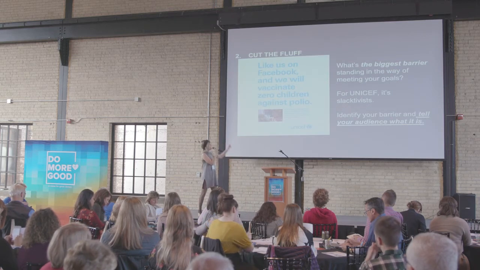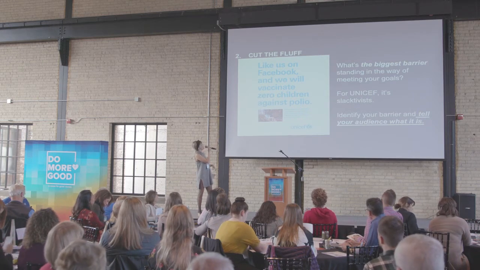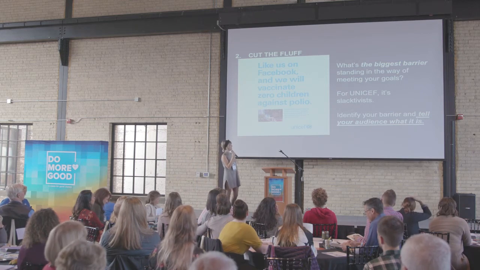Cut the fluff. I love this copy so much. Like us on Facebook, and we will vaccinate 0 children against polio. It's snarky, but it's so effective because what they did is they identified their biggest barrier to reaching their goal, and they just put it in their audience's face. They're like, this is what's holding us back, guys. You're liking us on Facebook, but you can't donate $1. Like, really?